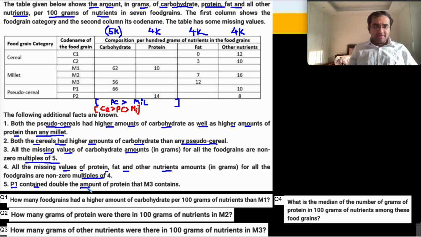P1 contained double the amount of protein that M3 contains. If M3's protein is X, then P1's protein is double of that, that is 2X. That's it. The data is finished and now we have to solve, and obviously the total of any row has to be 100 because it is per 100 grams. So the total of every row has to be 100.